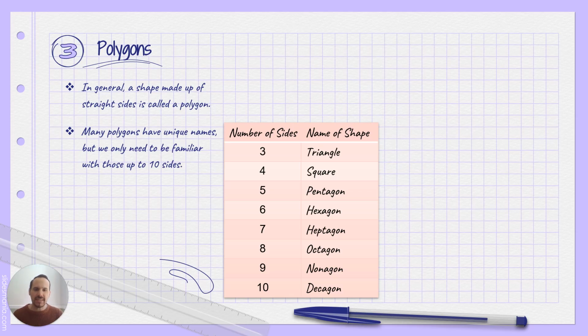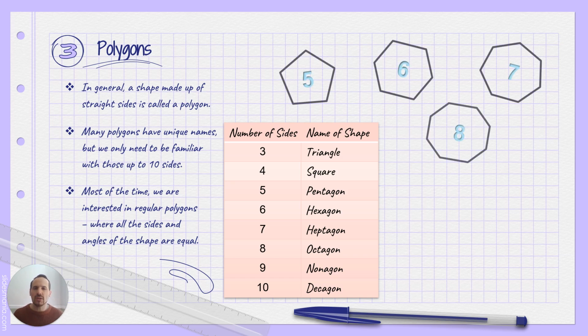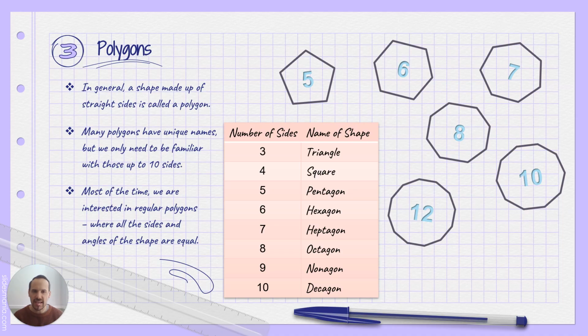And then you've got pentagon being a 5-sided polygon, hexagon being 6-sided, heptagon being 7-sided, and so on. So it's important to be aware of those prefixes because you'll see them cropping up in different places. Most of the time, we're interested in regular polygons, where all the sides and angles are equal to each other. But sometimes you might get irregular polygons where they're not. So the regular polygons would look like this for 5, 6, 7, 8, 10, even 12, which would be called a dodecagon.